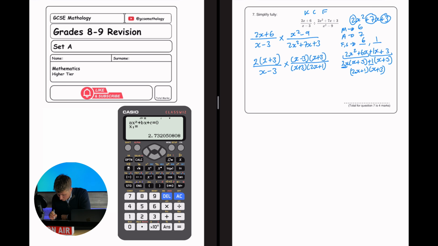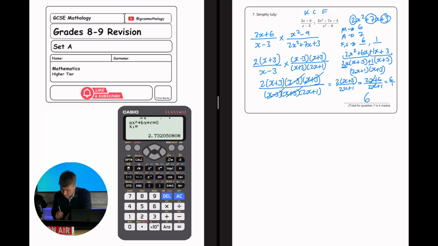Now since this is multiplication, we can combine everything on the numerator. So 2 brackets x plus 3 times by x minus 3 times by x plus 3 all over x minus 3 times x plus 3 times 2x plus 1. So we can cancel out x minus 3, x minus 3, x plus 3, x plus 3, and we're left with 2 brackets x plus 3 all over 2x plus 1. We can actually expand this back out to give us 2x plus 6 over 2x plus 1. The 2x's cancel on top and bottom, so we're left with 6 over 1, which is just equal to 6. So that is the final answer.